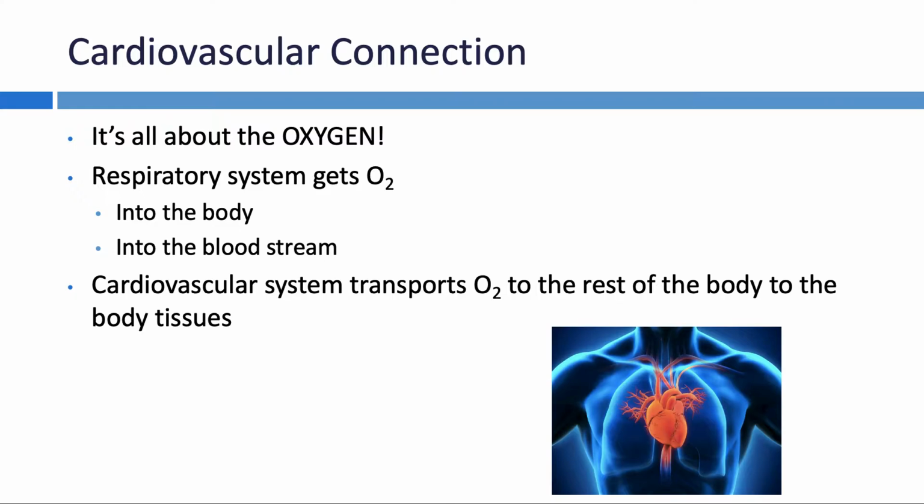The cardiovascular and respiratory systems are very closely connected. They are closely connected in their role of transporting oxygen. So the respiratory system is going to get oxygen into the body and then into the bloodstream. The cardiovascular system is going to take over from there, transport oxygen around the rest of the body and to the tissues that need it. Again, carbon dioxide is going to go in the opposite direction.